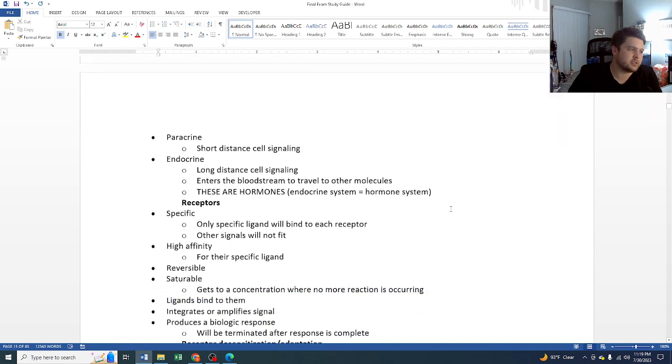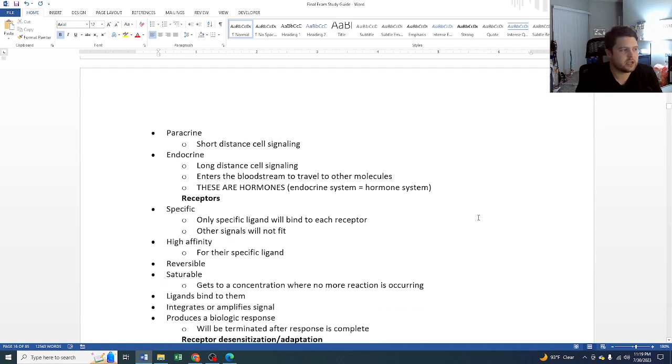Paracrine is short distance cell signaling, so it's going to affect the cells directly around it. And then you have endocrine, which is long distance cell signaling. It's going to go into the bloodstream and travel all over to other cells throughout the body. Those are our hormones. The endocrine system is our hormone system.